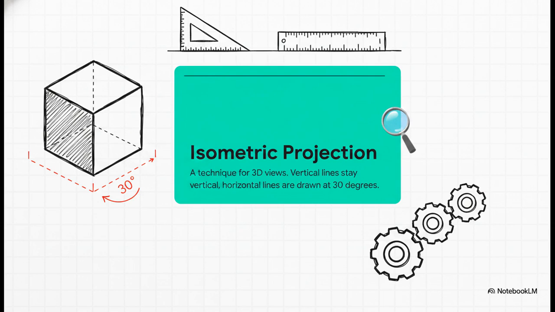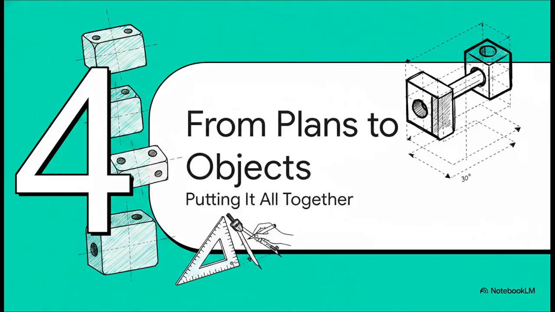Any vertical lines on the object, you draw them vertically. Easy. But all the horizontal lines, the ones that give it that sense of depth, are drawn at a perfect 30-degree angle. That's it. That one rule creates the entire illusion of 3 dimensions. So now we have our tools. We've got the flat, orthographic views, and we have the isometric 30-degree trick. So let's put it all together and watch the magic happen.